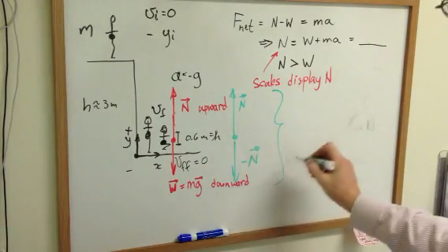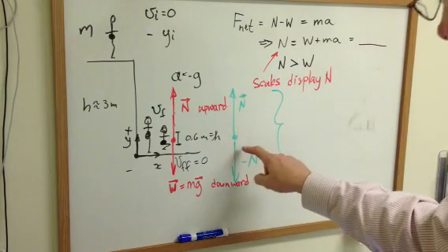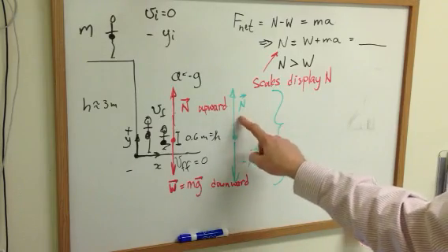This is an action-reaction pair. These are equal and opposite. This force is from the man on the ground. This force is the ground onto the man.